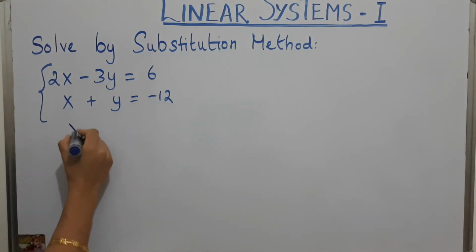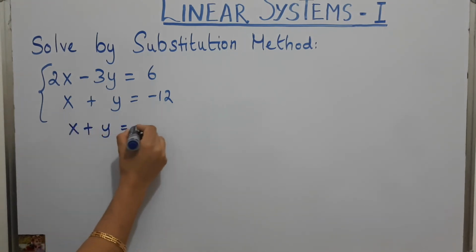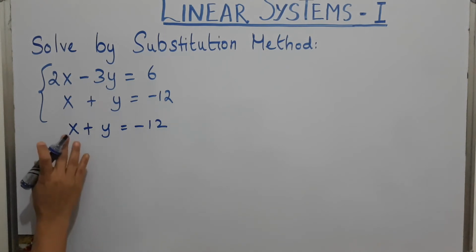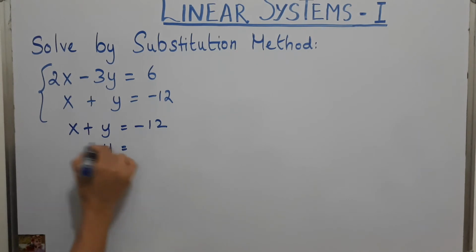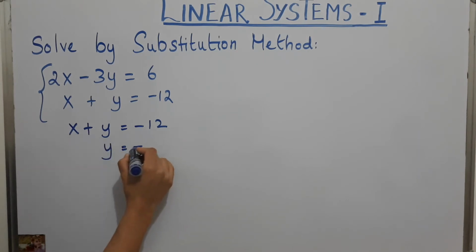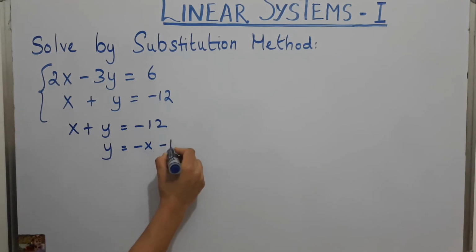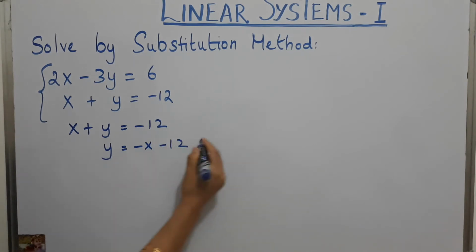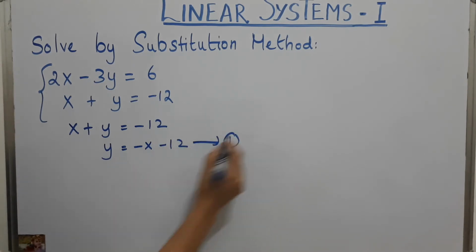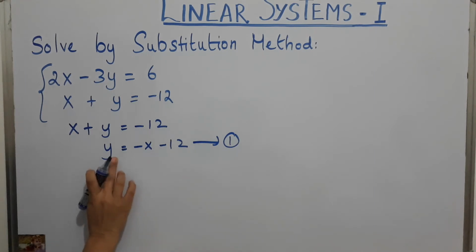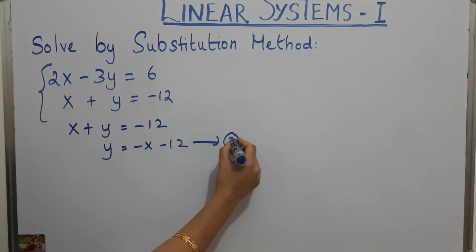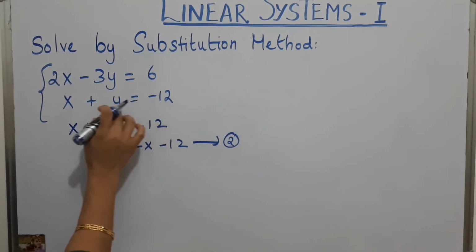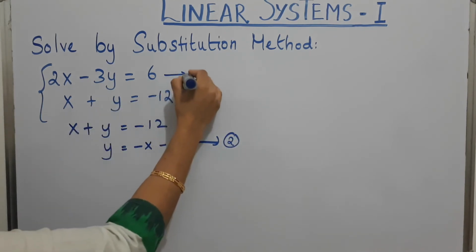So x plus y equals negative 12. Now you can write it in the y equals mx plus b form. So in that form, y equals, the x is going to the other side, so it will become negative x minus 12. Okay, so this is the first equation. Now you have to substitute the value of y into the other equation, because you rewrote it from the second equation.